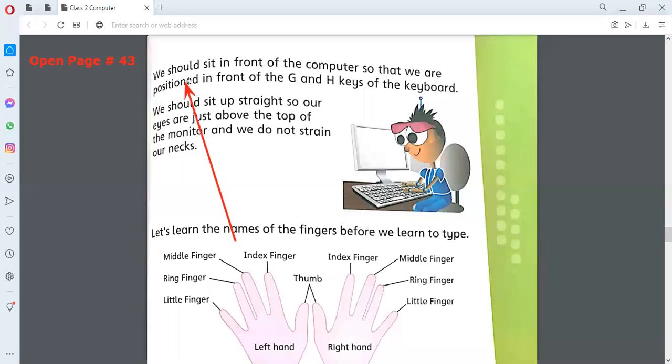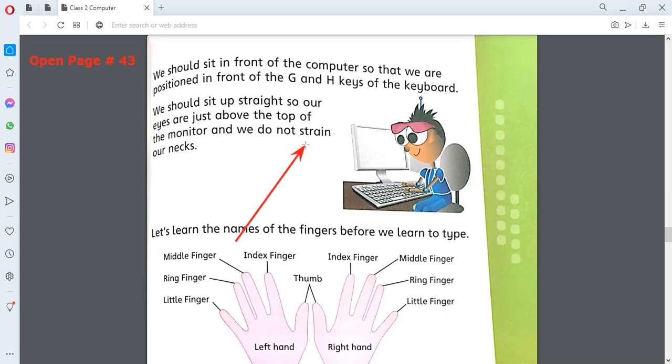If you see here, we should sit in front of the computer so that we are positioned in front of the G and H keys. Why? Because when we are sitting in front of them, the whole keyboard is under control, and we should sit up straight, so our eyes are just above the top of the monitor and we do not strain our necks.